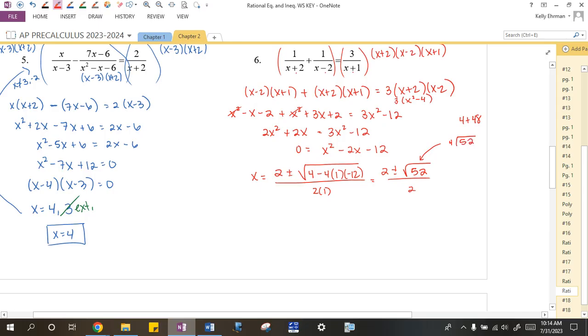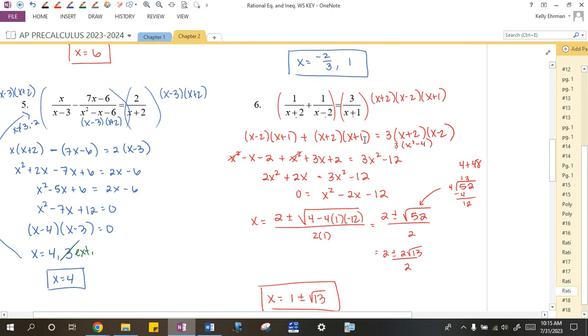I'm sure 52 divides by 4. It goes into 52 thirteen times. It's 4 times 13. So this is actually 2 plus or minus 2 radical 13 all over 2. So x equals 1 plus or minus radical 13. Remember, the radical answer is the exact answer. If you were to type this into a calculator and give me the decimal version, that's now the approximation.